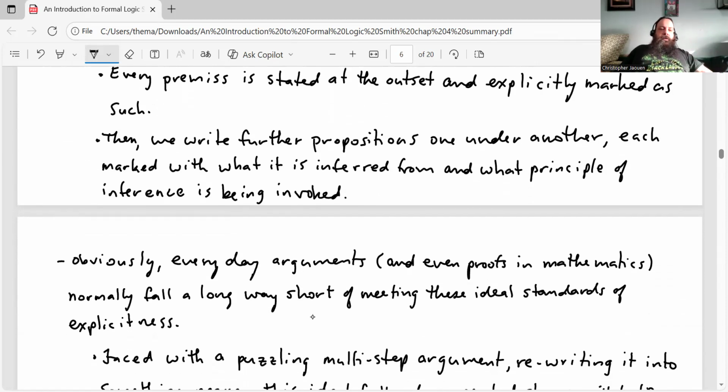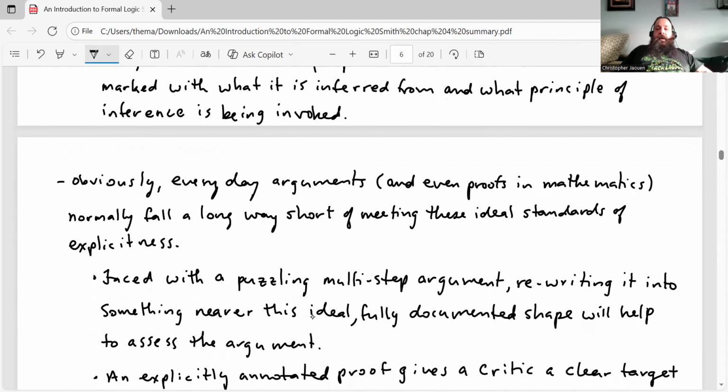Obviously, everyday arguments and even proofs in mathematics, you've seen if you've been a watcher of the channel, I do a lot of proofs on the channel, and you see I don't write my proofs in this formalized way. Normally, when you're doing things like this in everyday practice, your arguments fall a long way short of meeting these ideal standards of explicitness. Now, I should say in mathematics, you can always put them into a formalized, regimented form, but we're not going to go there here.